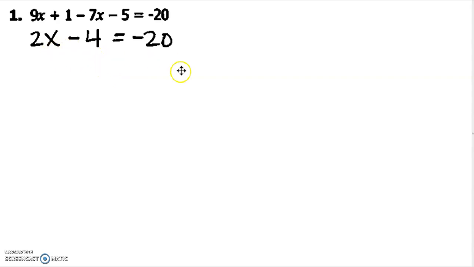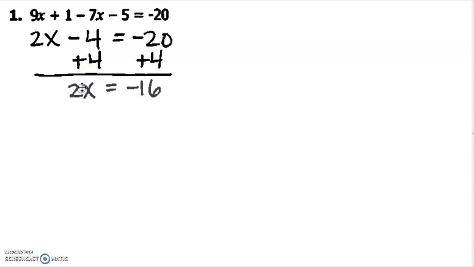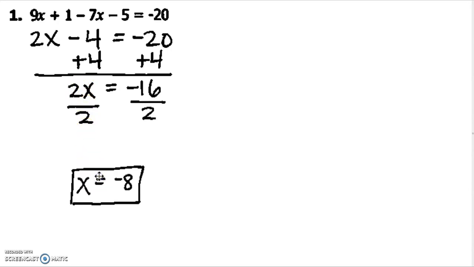Now from here, we're just going to solve this equation. We're going to move the 4 over by adding 4 to both sides. Then we have 2x is equal to negative 16. We get rid of the 2 by dividing by 2 on both sides, and we're left with x equals negative 8.